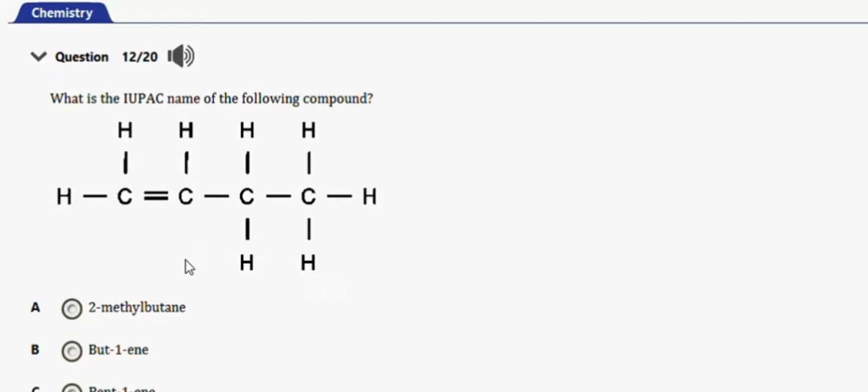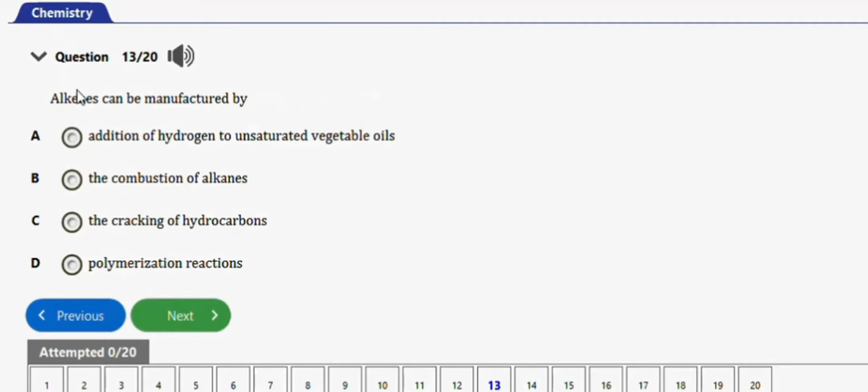So this is our but-1-yne. If you check, we have 4 carbon atoms here, so this is but-1-yne. That's it for this question, and this is an alkyne and not an alkene, so it's but-1-yne guys. The next repeated question says, alkenes can be manufactured by addition of hydrogen to unsaturated vegetable oils? No. The combustion of alkanes? No. The cracking of hydrocarbons? Yes, so that's the right answer.